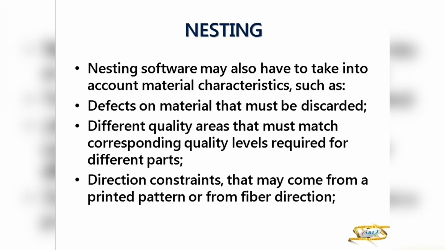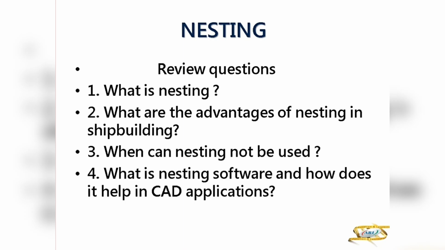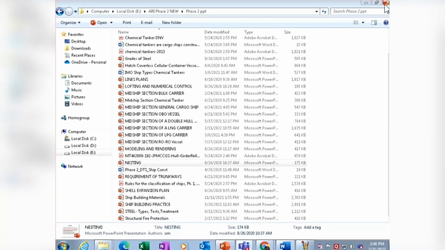Now this software takes into account characteristics like defects in the material. If you have defects, then you cannot take it for nesting; you have to discard it. Plus your quality should be uniform. Quality should not change. If your quality is not homogeneous, maybe it's thick in one area and less thick in the other area, then you cannot do nesting. Plus, if direction constraints are there, if your fiber direction is changing, then also you cannot do it. So basically, it is useful in computer aided design. This is one of the software which we use in shipbuilding.